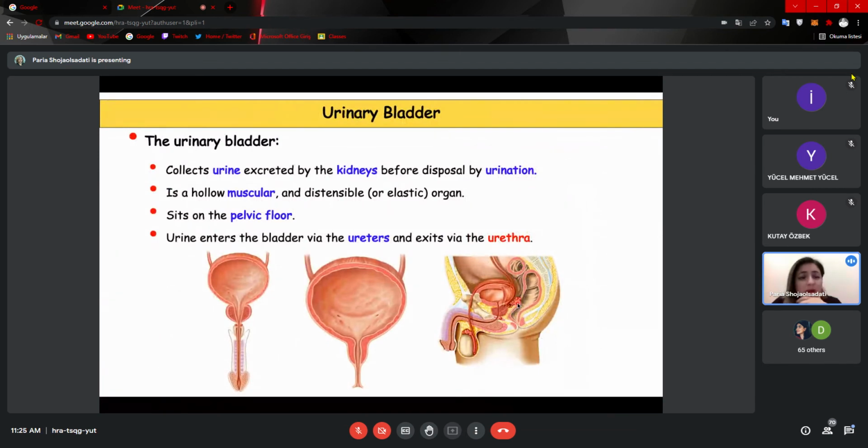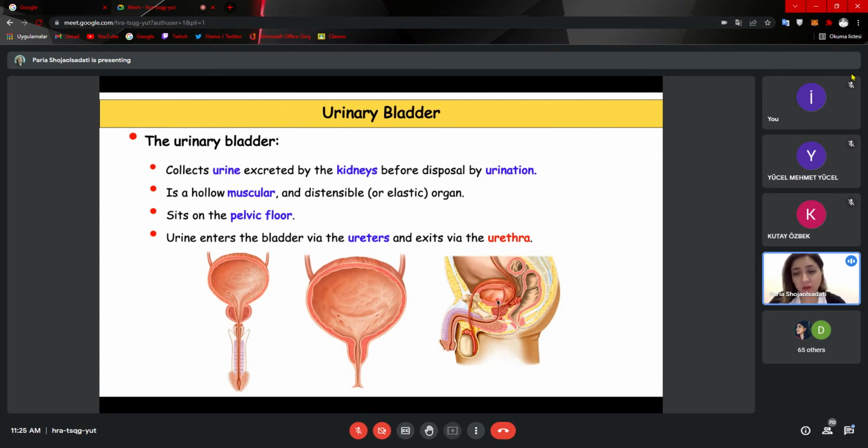The urinary bladder is another organ in the system. It collects the urine extracted by the kidney before it is disposed by urination. It is a hollow muscular chamber and a distensible or elastic organ, sitting on the floor of the pelvis. Urine enters the bladder via the ureters and exits the bladder by way of the urethra.